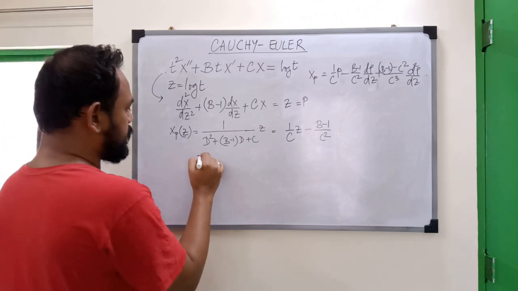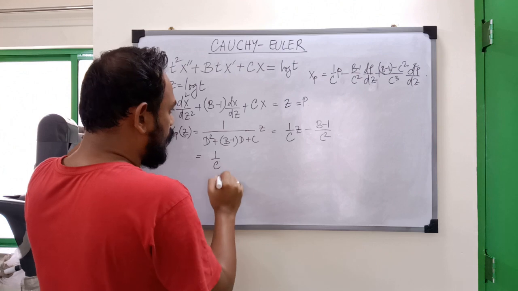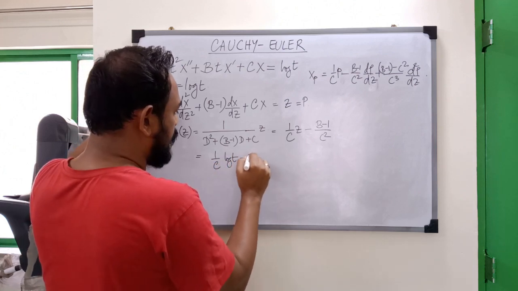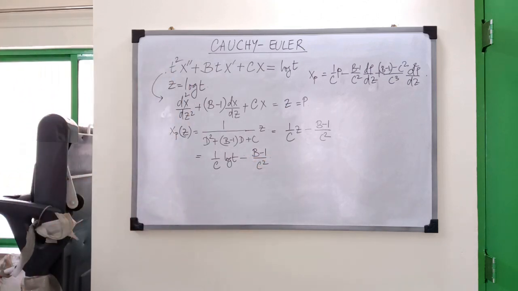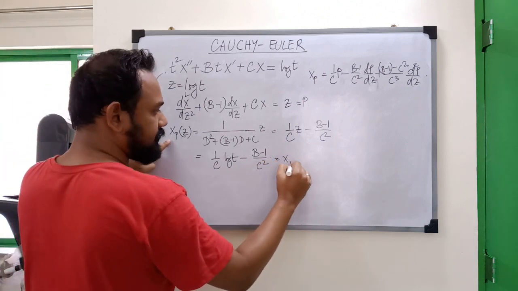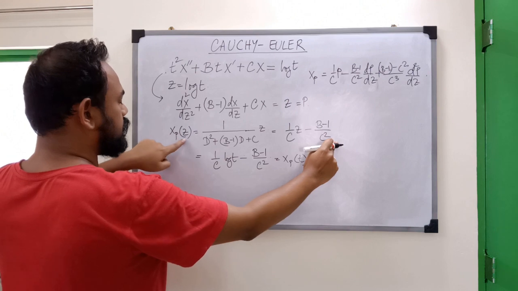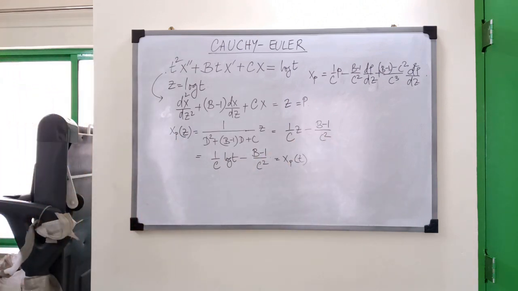And therefore, if you stick this back in, you're going to get 1 over c times (log t minus (b minus 1) over c squared). That's your particular solution. Now, this is of course viewing this as a function of t. This was the form when you thought of this as a function of z. All right, so that's the particular solution.